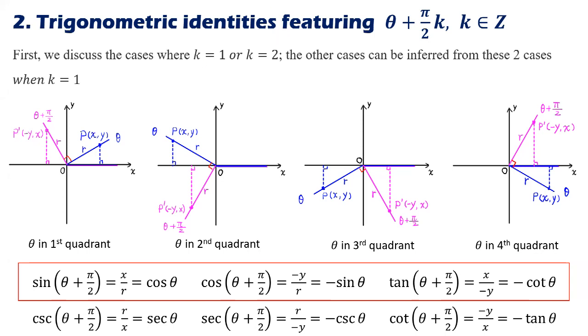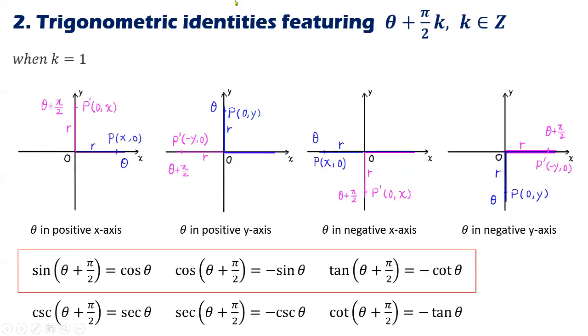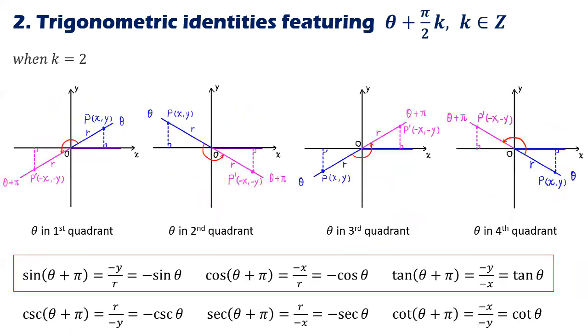Okay, have you finished? All right, so let's consider the case where k is 2. As you can see here, when k is 2, theta plus half pi times k becomes theta plus pi, right? So again, first let's have a look at cases where theta is not on the x nor the y-axis. For example, theta could lie in the first, second, third, or fourth quadrant, right? So let's have a look at if theta is in the fourth quadrant.